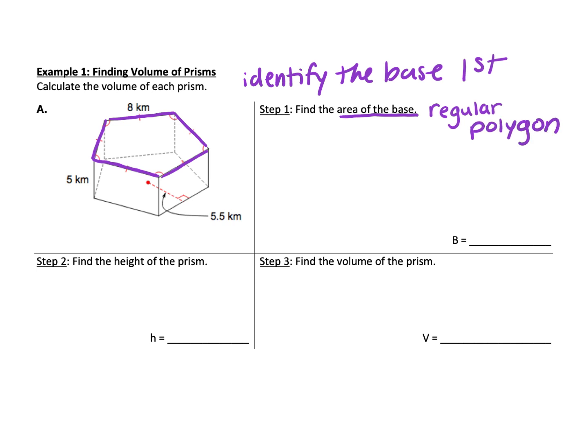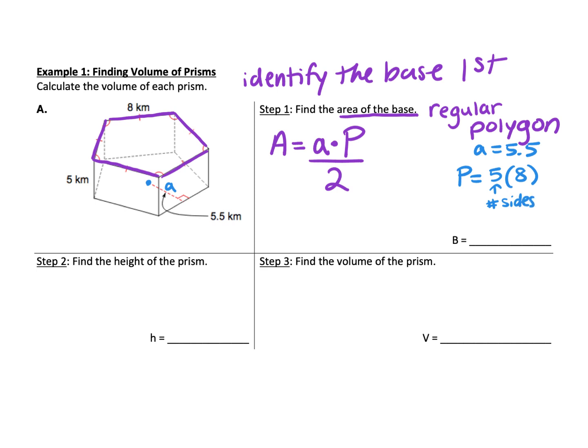So you go back to your 10.5 day 1 notes or your Unit 9 yellow note sheet, and you find the formula to calculate the area of a regular polygon, and that is area equals apothem times perimeter divided by 2. You'll always be provided with the apothem. That's the distance from the center of the regular polygon to the side, and you can see here that the apothem is 5.5. For the perimeter, you'll have to calculate that by taking the number of sides. So that's 5 sides in this figure, multiplied by the side length of 8. And when we take 5 times 8, we get 40.